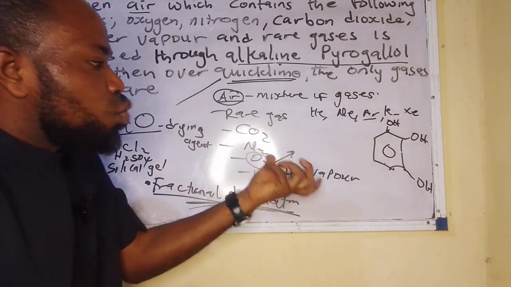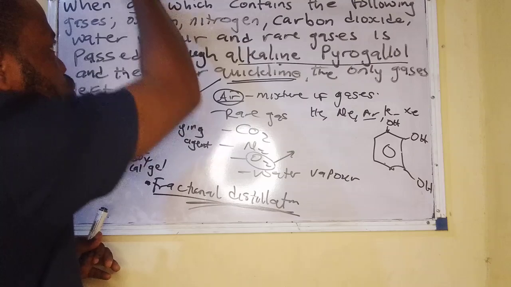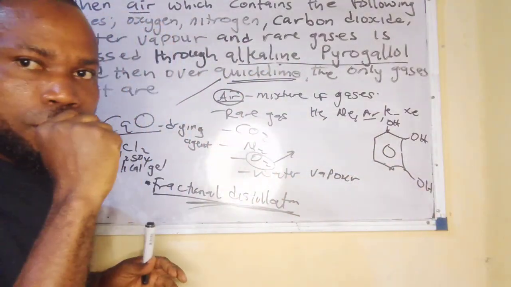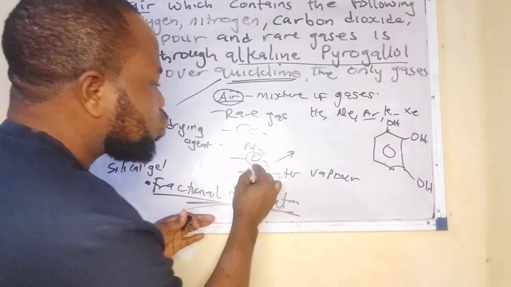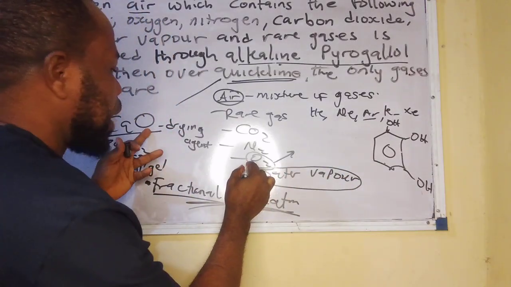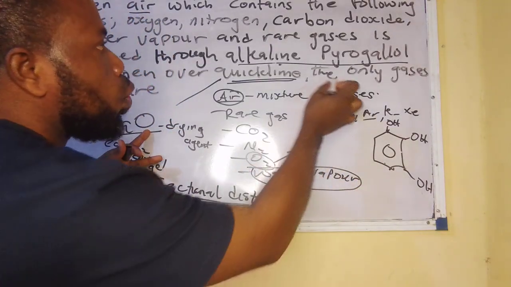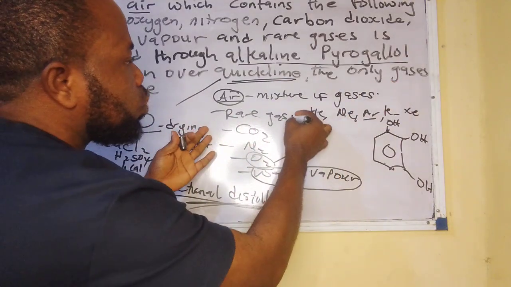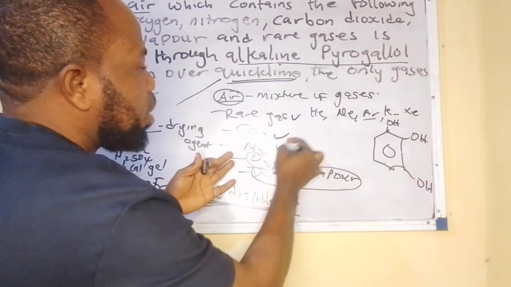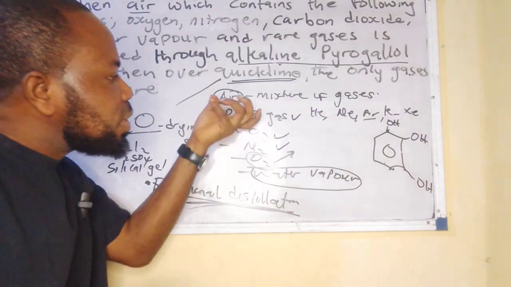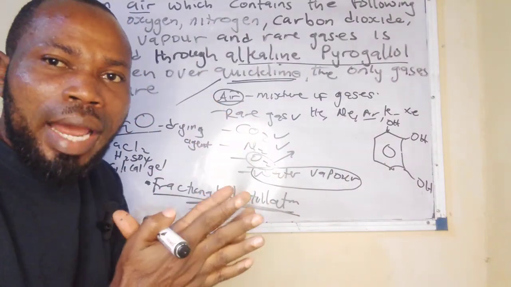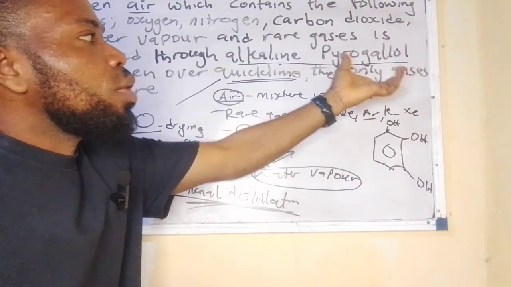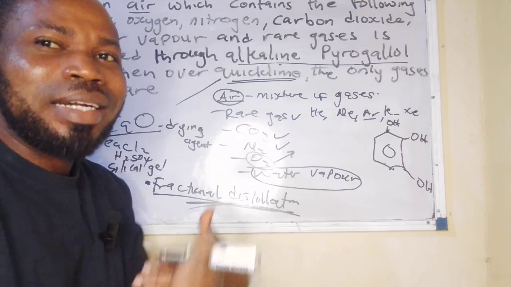Now, this quicklime is a drying agent. So because there is water vapor here, if I pass the air through quicklime, the water vapor will be removed. Therefore, they ask what are the gases that are left. I'm left with rare gas, carbon dioxide, and nitrogen gas. So these are the gases that will remain, which is regarded as the residual gas. Most times they will not say the only gas left; they might just say the residual gas.